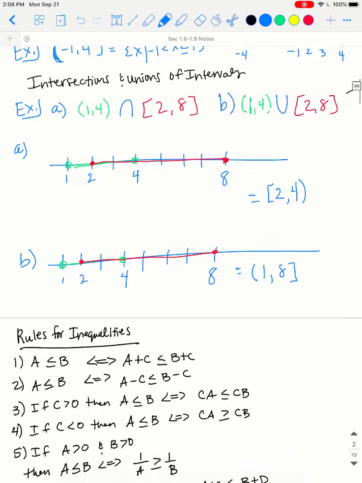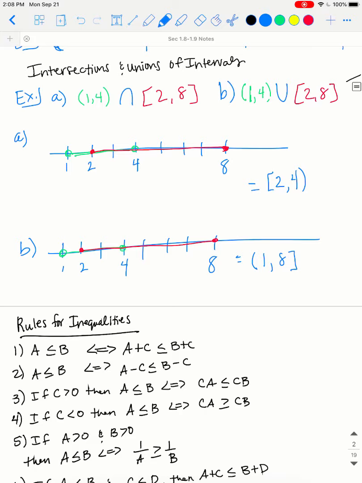So the intersections of and unions of intervals. So we have 1, 4 intersecting with 2, 8. So that's A. So we'll do that one first. The first thing I did was just draw the intervals for both. So I have 1, and then I draw it all the way to 4, and it's also open. And then I draw the 2 to 8. So I have the closed, and then I go all the way to 8, and it includes that too.